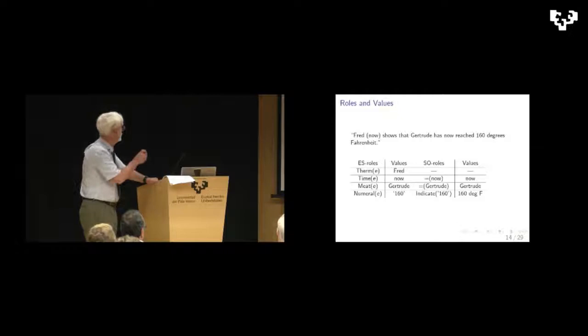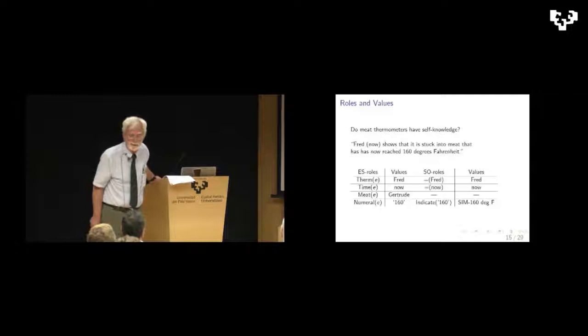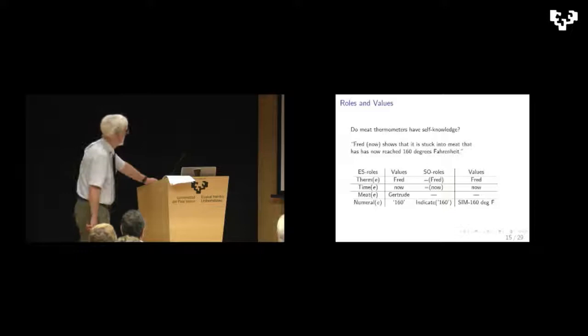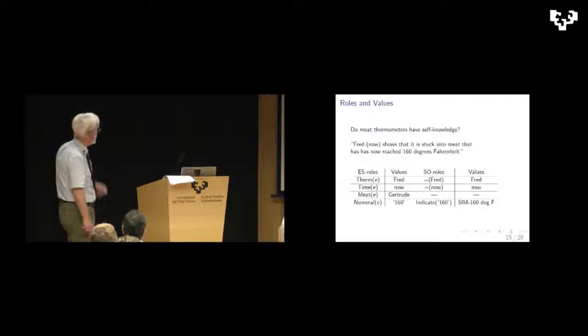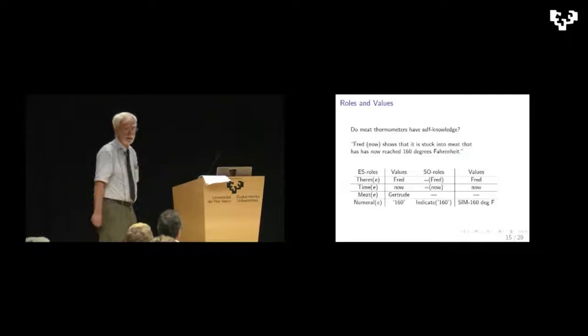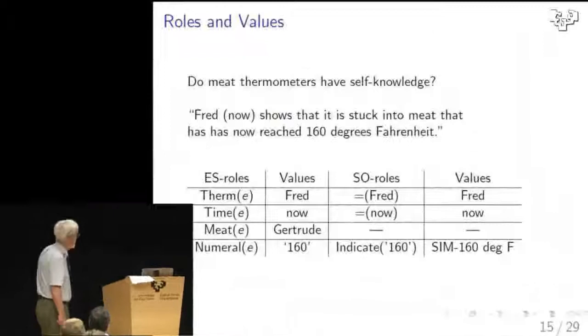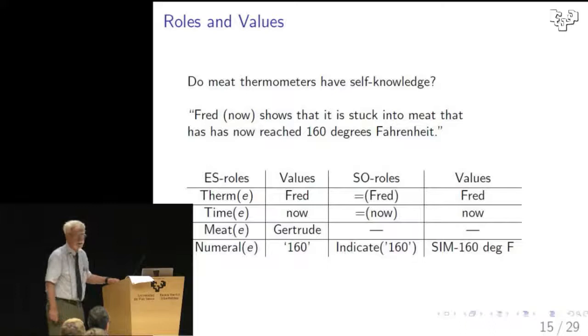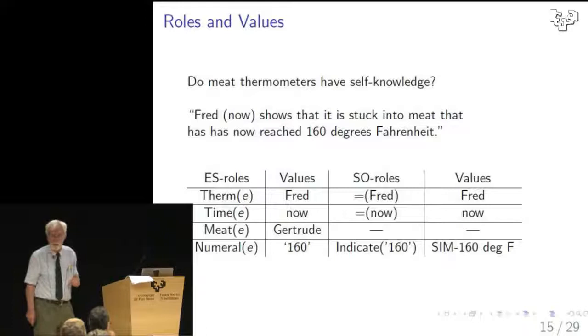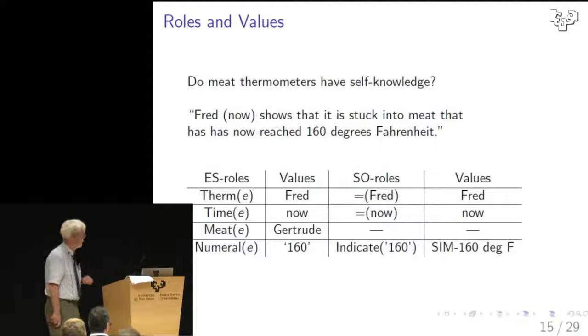But we could look at it in a different way that suggests that meat thermometers have self-knowledge of a rather primitive sort. Because you might say, well, look, what does the episode consist of? You've got the thermometer and the time and the numeral. And if it's a paradigm case, you'll also have a hunk of meat. But that doesn't need to be considered one of the ES roles. And in that case, what the numeral indicates won't be that something is 160 degrees. It will be that something is stuck into something that is 160 degrees. So now the numeral indicates a property of the thermometer, being stuck into something that is 160 degrees. Right? And you say, well, now we're crediting the thermometer with self-knowledge. It knows of itself that it's stuck into something that's 160 degrees. Well, knowledge is a kind of funny word to use for that. But it's self-informative.